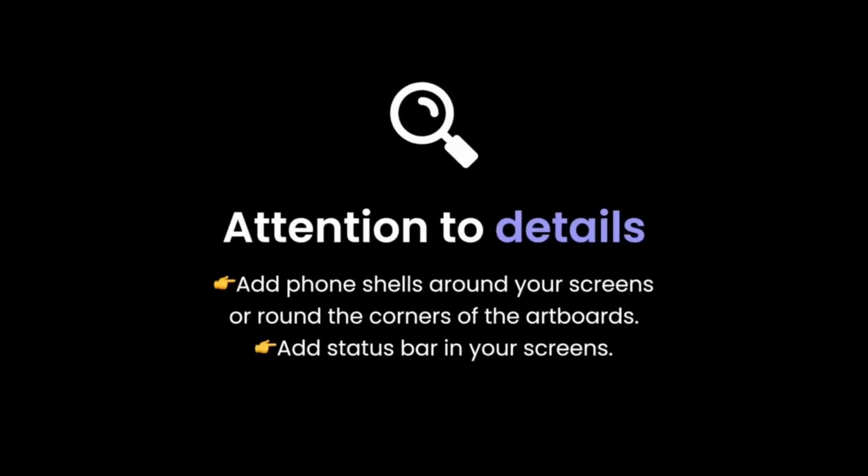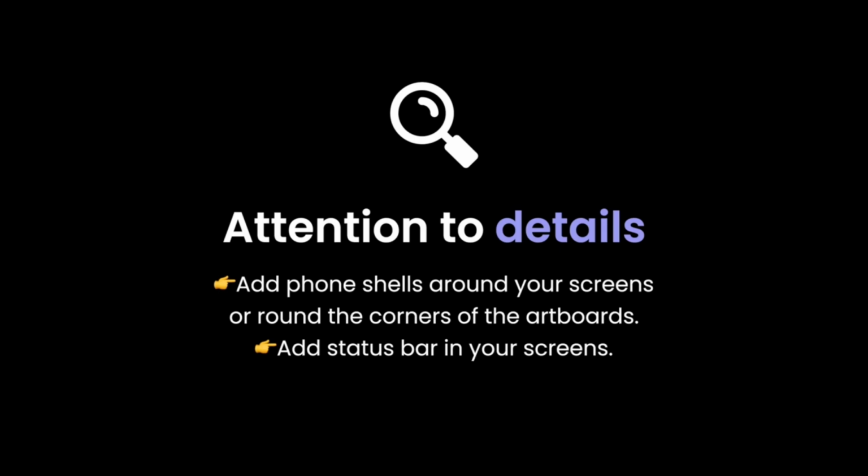So tip number 10. Attention to details. Always give attention to details. These are the few things that just give you brownie points, and these are things that we as hiring managers look at very closely when we are assessing a portfolio. So when you're designing a screen, when you're adding a screen in your portfolio, make sure that you add phone shells around your screens. And if you cannot add phone shells, then maybe round the corners of the artboard so that this gives a more realistic feeling of a phone.